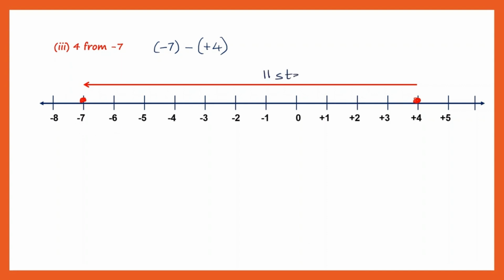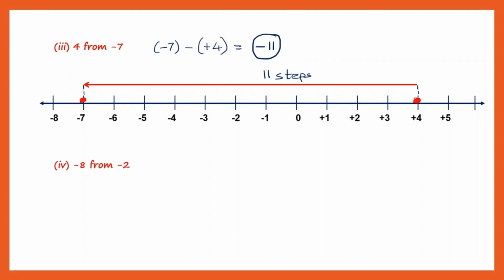Okay, now we have moved 11 steps to the left. From where? We moved from plus 4 and we reached minus 7 and we moved to the left. So our answer will have a minus sign and the number is 11. So what is our answer here? Minus 11 is our final answer.